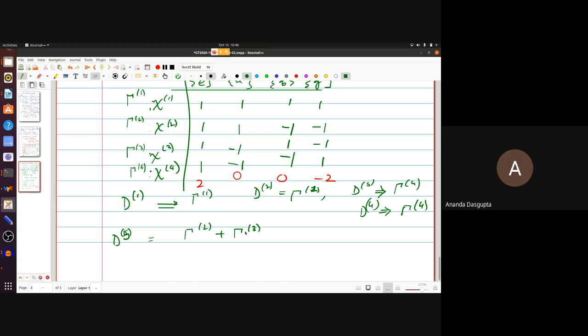Now, can you see why D5 has to have both of them? Any simple logical reason why D5 has to be gamma 2 plus gamma 3? I could write that down without even looking at the character table, after I know that D1, D2 is gamma 1 and D3, D4 is gamma 4. The additional symmetry of the square coupled these two, gamma 2 and gamma 3, into one.